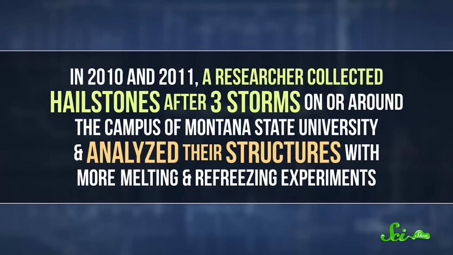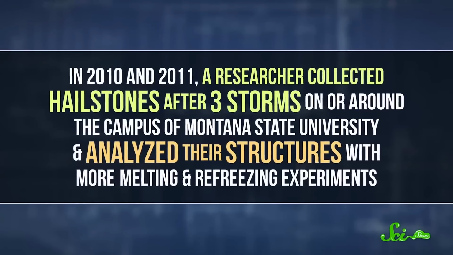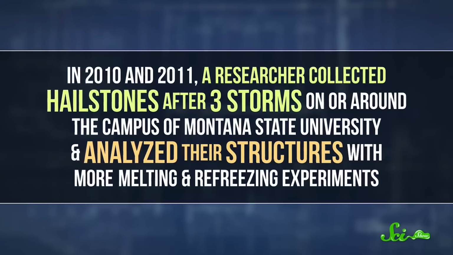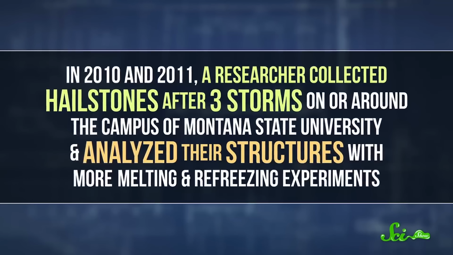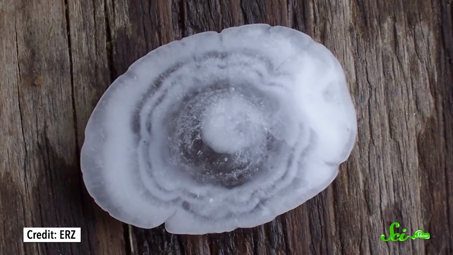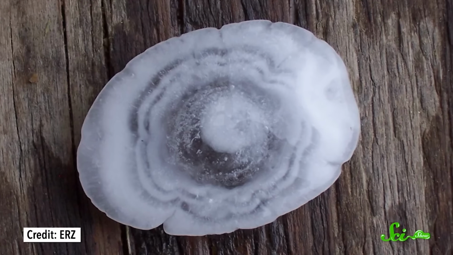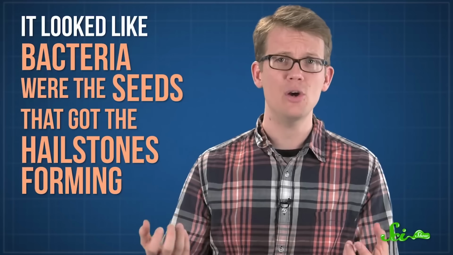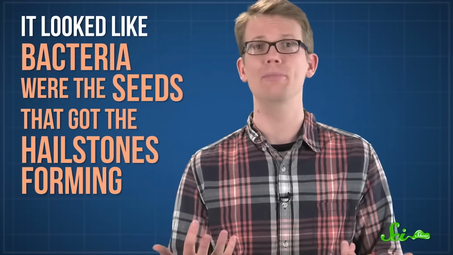And in 2010 and 2011, a researcher collected hailstones after 3 storms on or around the campus of Montana State University and analyzed their structures with more melting and refreezing experiments. He found lots of bacteria in the hailstones' cores, thousands per milliliter of meltwater, but almost none in the outer layers. In other words, it looked like bacteria were the seeds that got the hailstones forming. So clouds might be a helpful way to travel around, while acting as condensation nuclei gives bacteria a way to get back out of the atmosphere and to the ground.